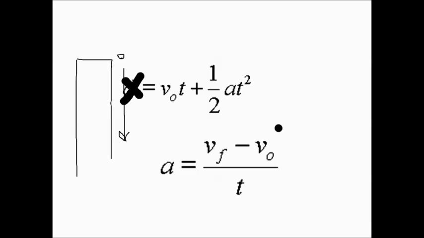When I look at this, I know my initial velocity. My initial velocity was 0. So I can take all of this out. What's 0 times time? Well, 0 times time is 0. So that's gone. So now displacement equals 1/2 acceleration times time squared.